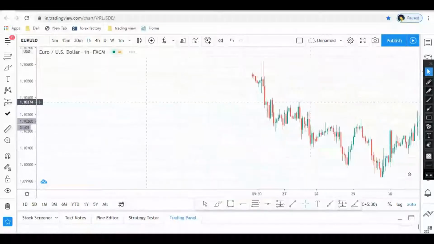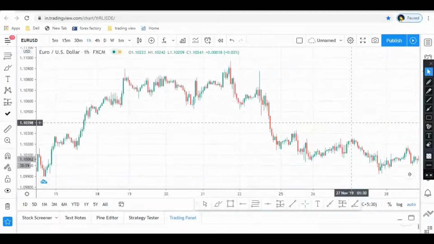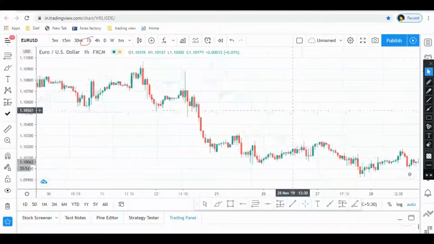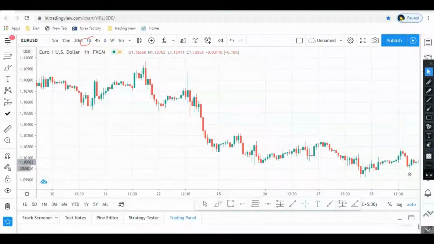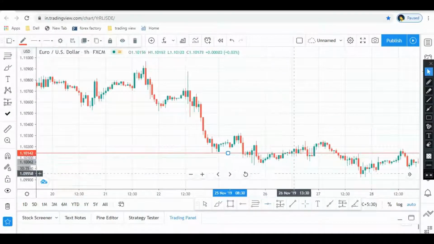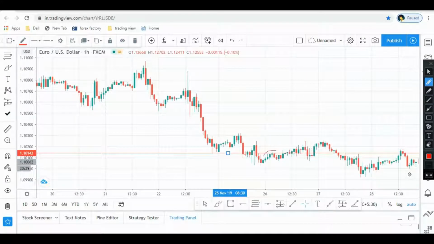So I'm on the EUR/USD. As you can see, I'm on the 1 hour chart. I have just now seen an opportunity. So what is the opportunity? I can see this particular area acted as a support, which also acted as a resistance. See, this area acted as a support and this is a resistance, this is a support.